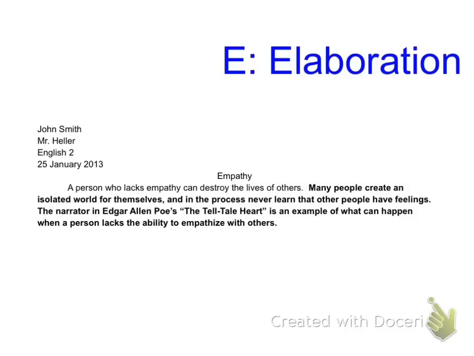The next step is to elaborate on the main idea. Many people create an isolated world for themselves and in the process never learn that other people have feelings. The narrator in Edgar Allan Poe's The Telltale Heart is an example of what can happen when a person lacks the ability to empathize with others. At this point, I have the M and the E, which elaborates on the main idea.